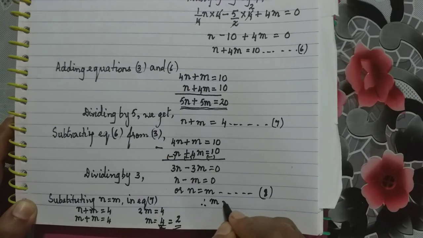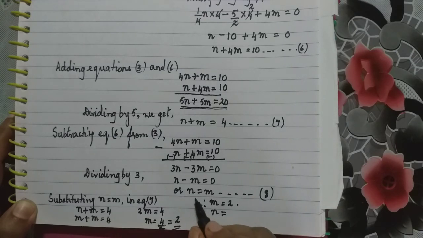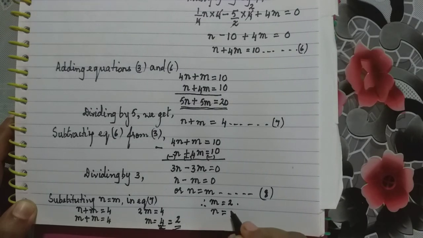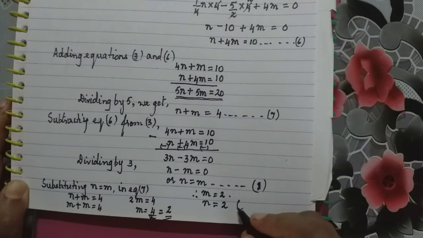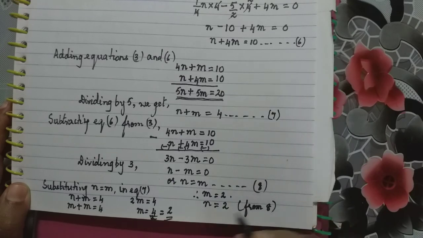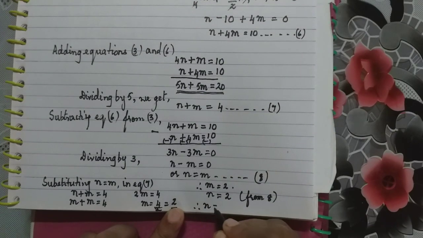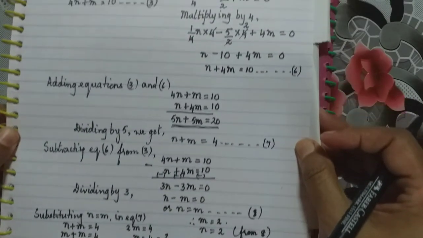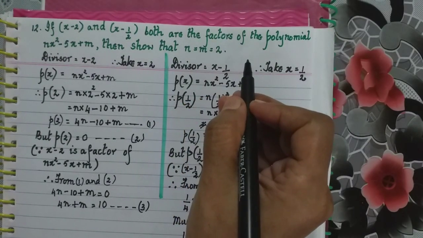Therefore, m equal to 2. n will be, here we said n is equal to m. So n also will be 2. How? From which equation? From the 8th equation. So we'll write n also equal to 2 from 8. So can we say then n is equal to m? Therefore, n is equal to m is equal to 2. Is that what we have to prove? Just see the question. n is equal to m is equal to 2.